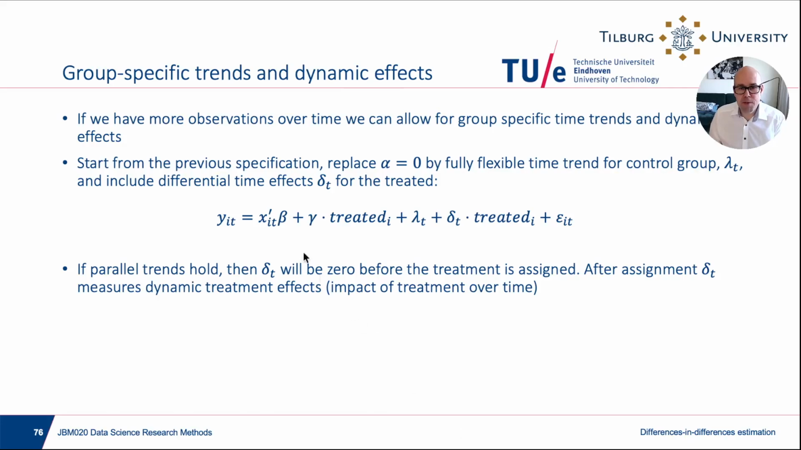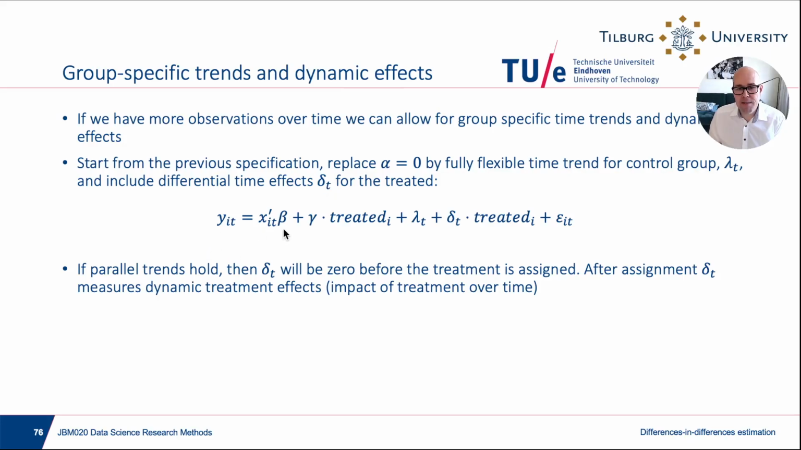So when we start from the previous specification, what we can do is replace that constant term we had by 0 and add a fully flexible time trend for the control group. So these are going to be lambda t's in my model down here. And we can also include differential time effects delta t for the treated.